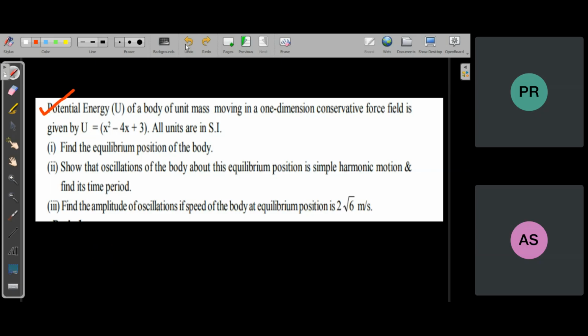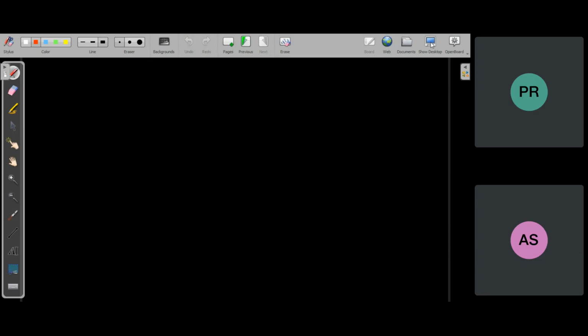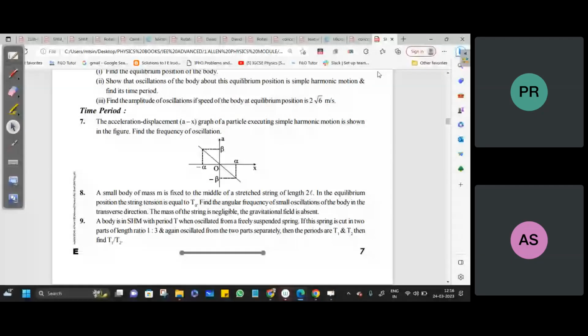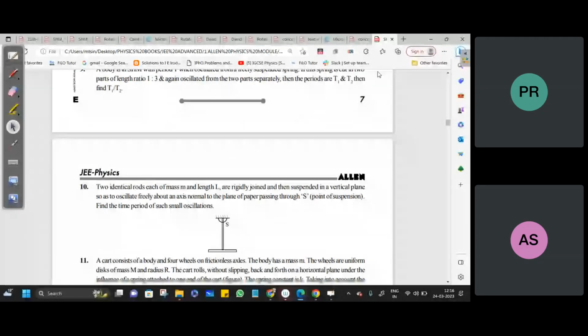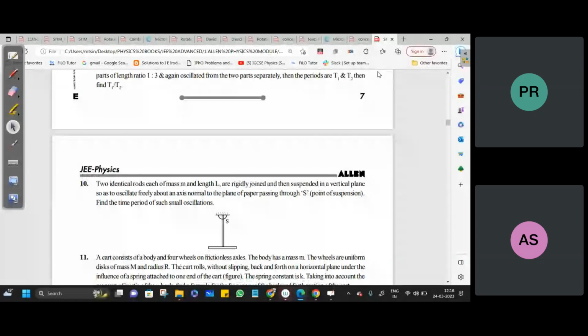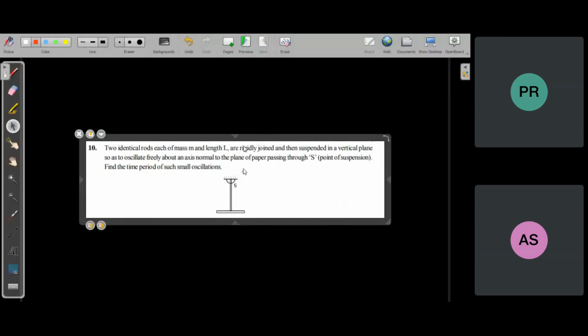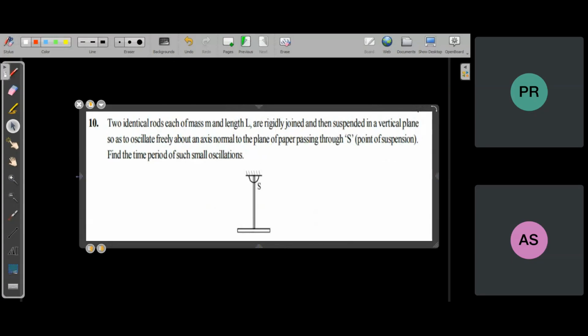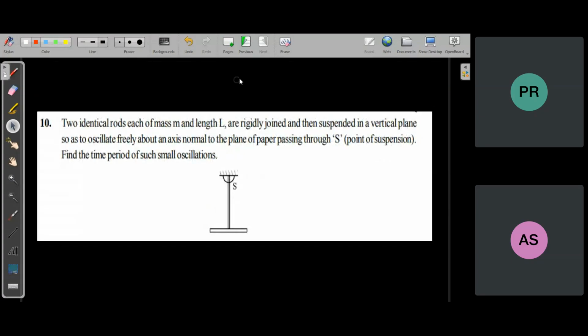Okay, and the third one? The third one is 2 root, sir. Got it? Got it, sir. Okay. Now you can try this one. This is from Allen material. Try this one.